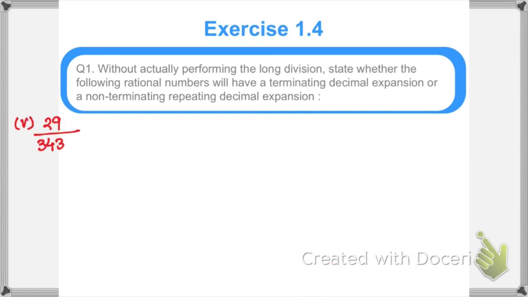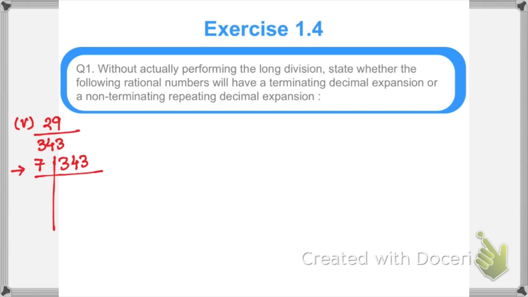So the next question is 29 by 343. Performing the prime factorization for the denominator, that is 343, the minimum prime number by which it would be divisible is 7.